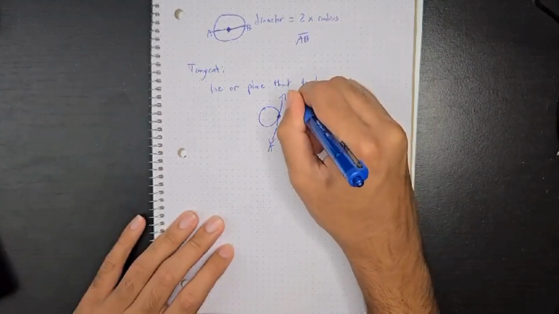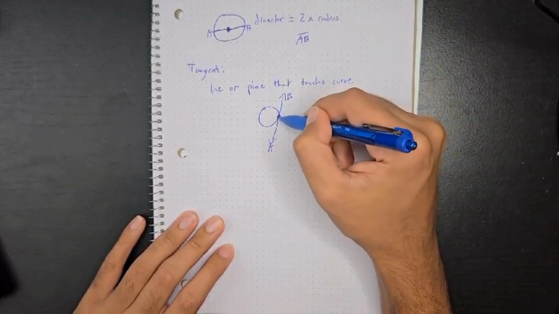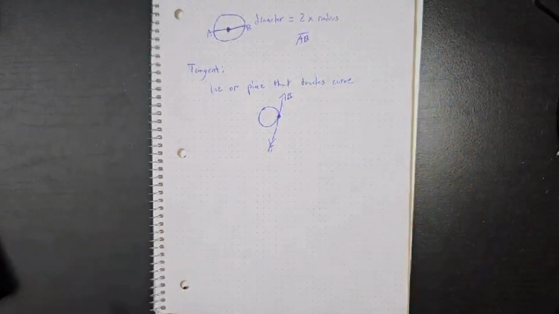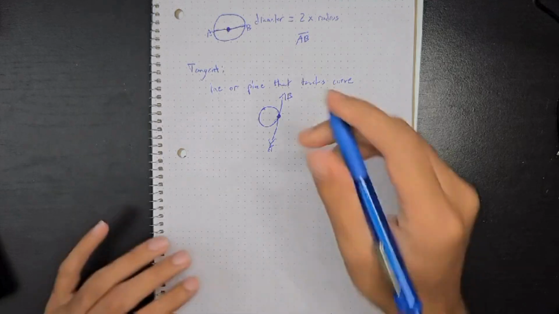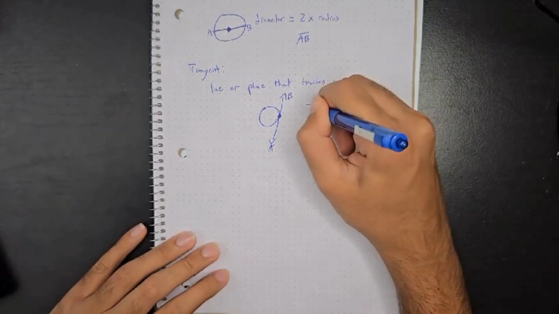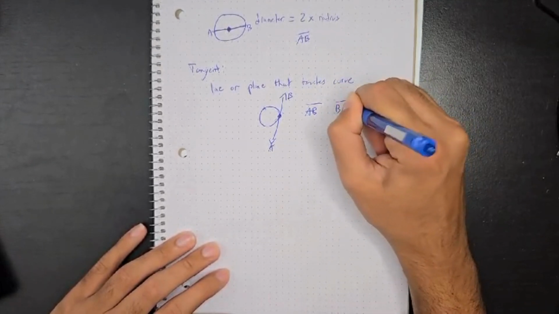You have A and B. It's only going to touch the edge or the surface of the circle once. And that's what makes it different from a secant line. A secant touches it twice, but a tangent is only once. And this is going to have the same syntax really. It's just going to be line AB or line BA. It's the same thing.